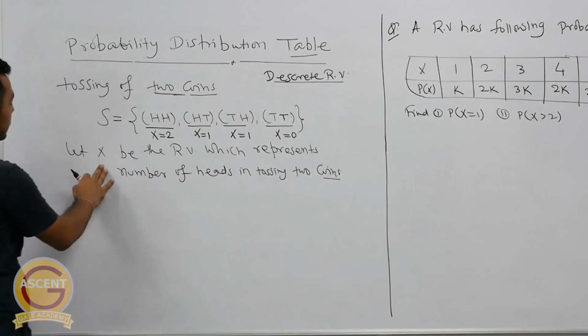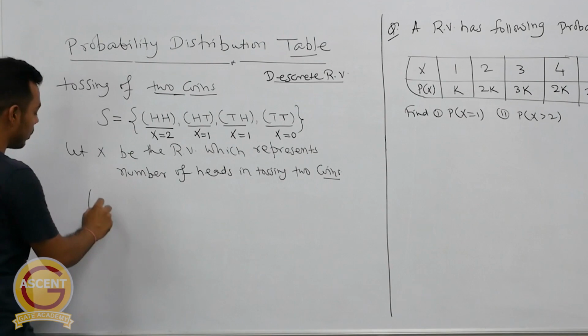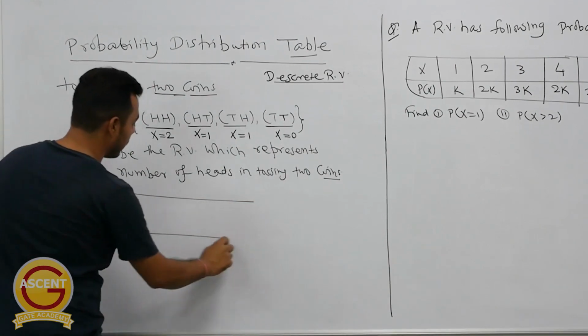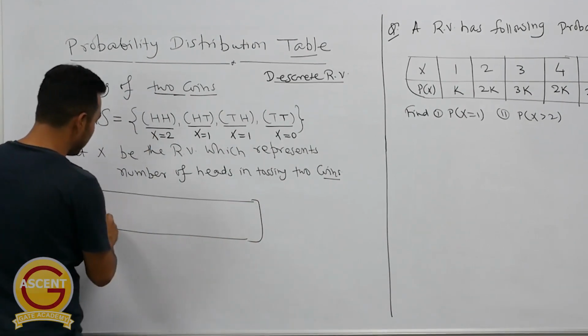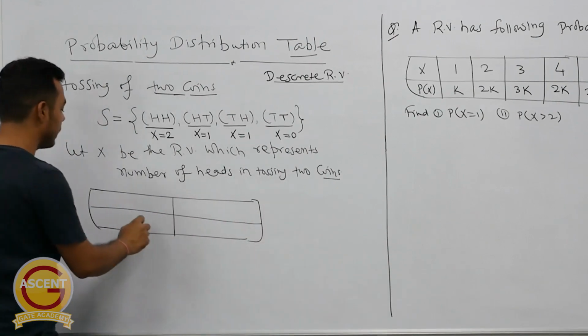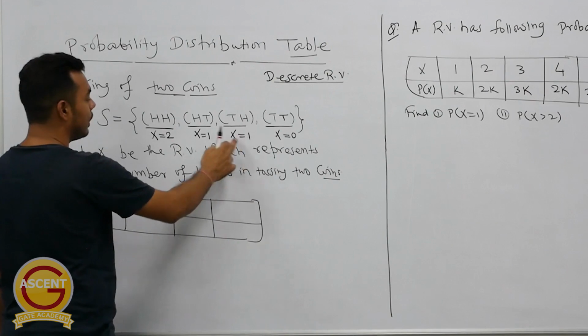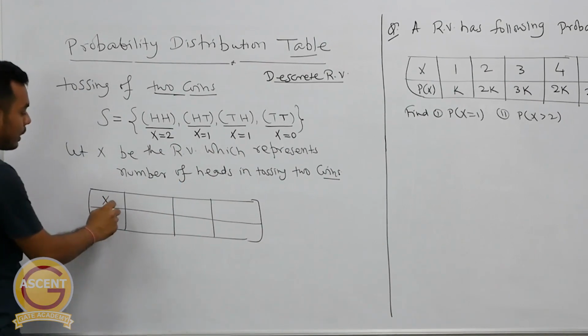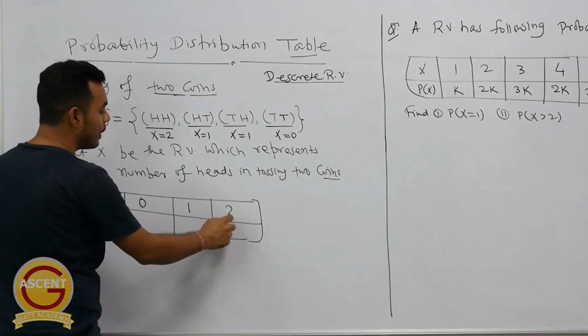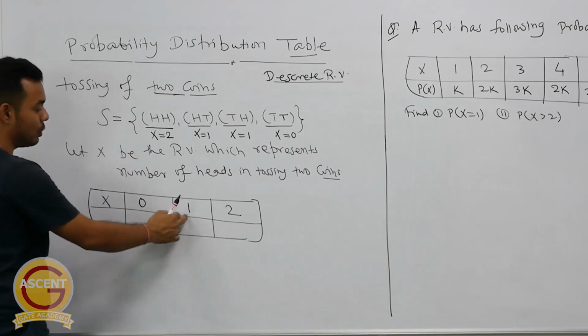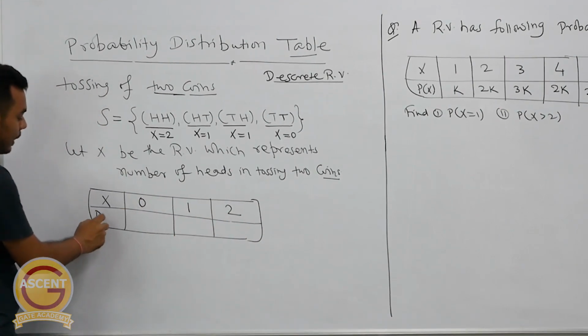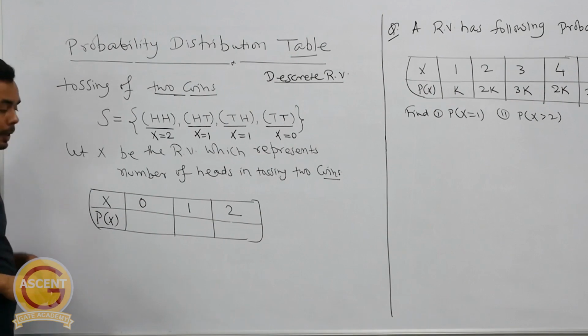Now in a probability distribution table, what we do is make one table, and in the first row we write the different values of X. So here there are 3 possible values of X: 0 or 1 or 2. In the first row I will write these possible values of X, 0, 1 or 2. And in the second row, I will write the corresponding probability.